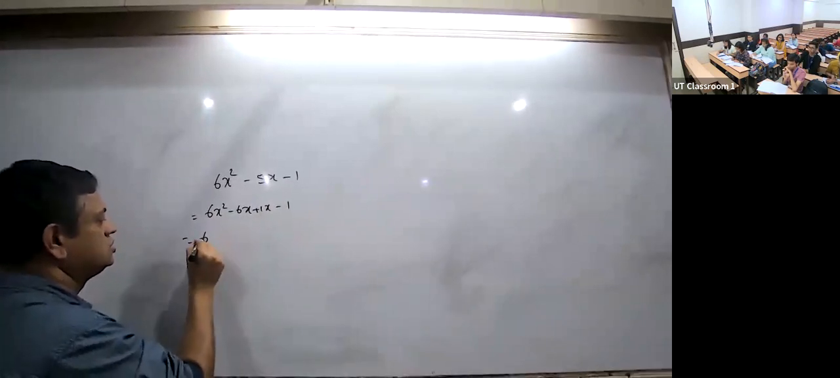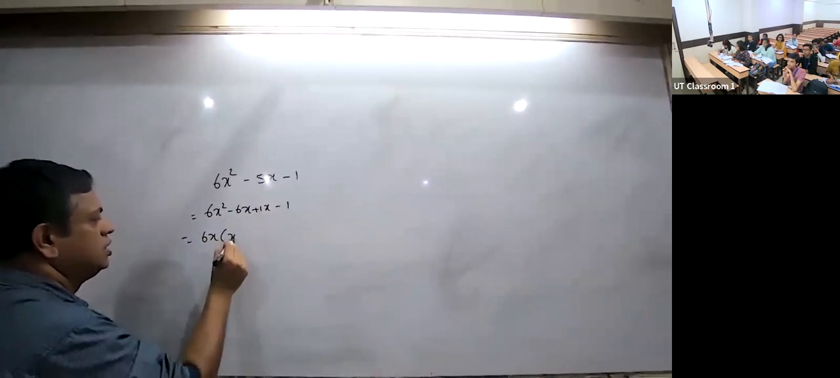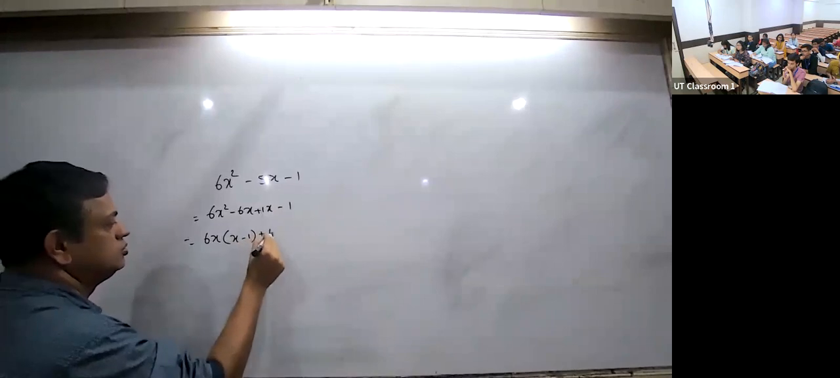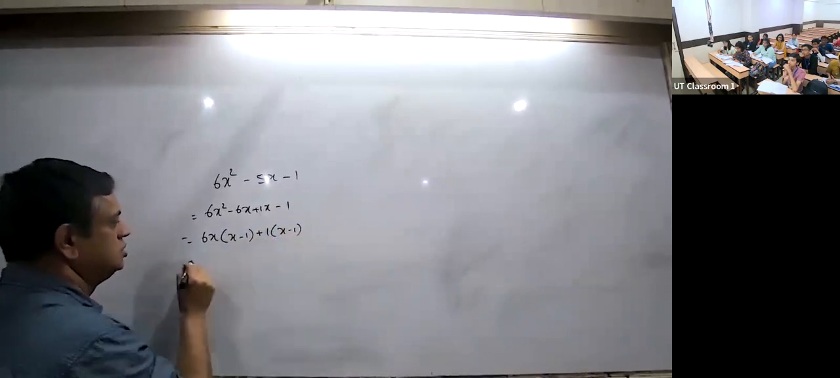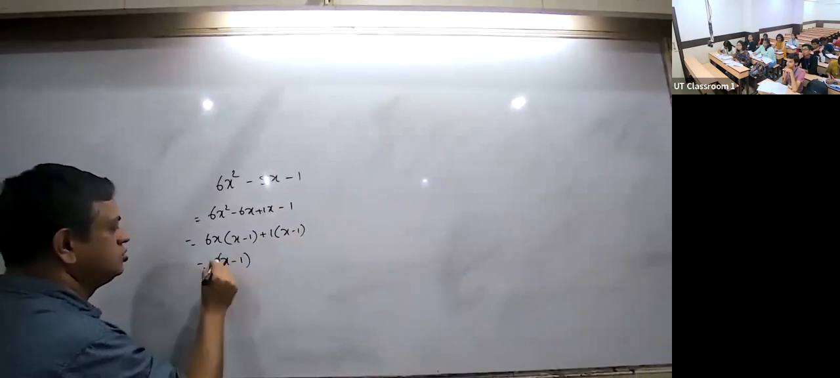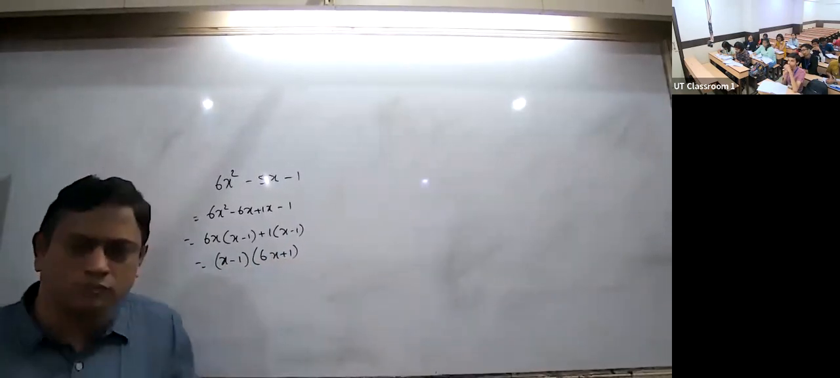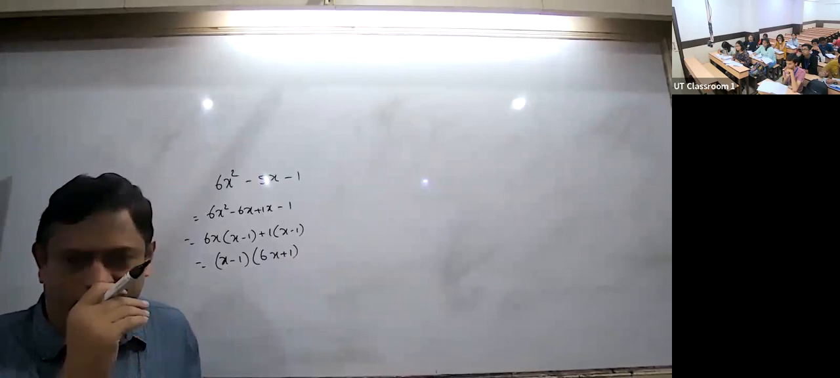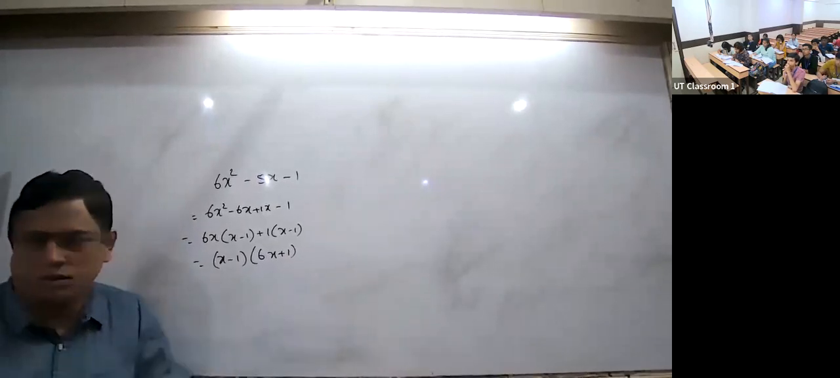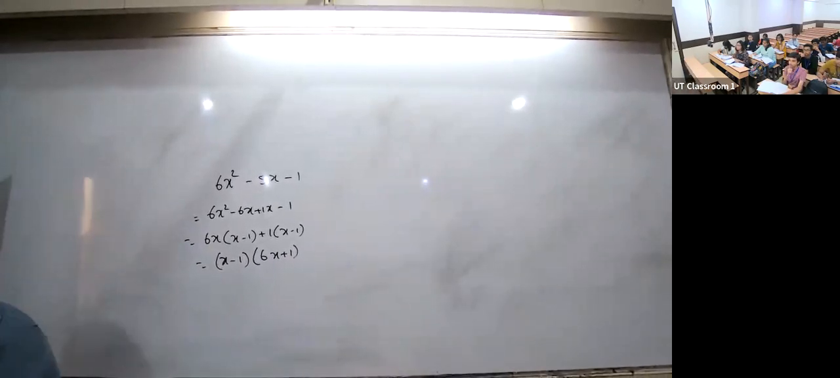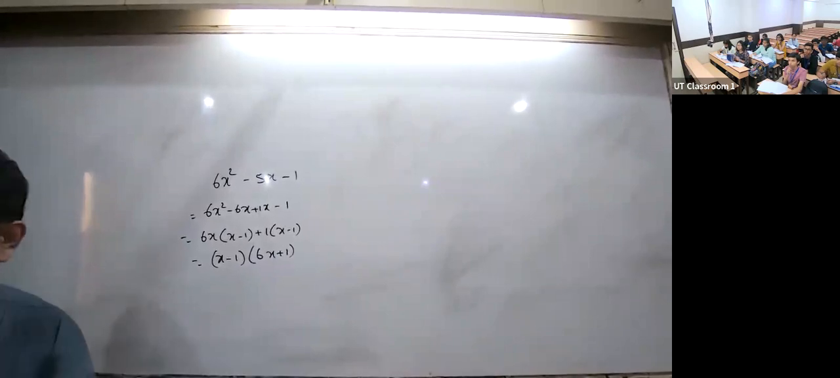So what is taken? 6x is common. So what is left? x minus 1. Nothing is common means 1. Therefore, we will get x minus 1 times 6x plus 1. Check the steps. Be careful with the plus minus. That's very important. Okay, now all of you completed.